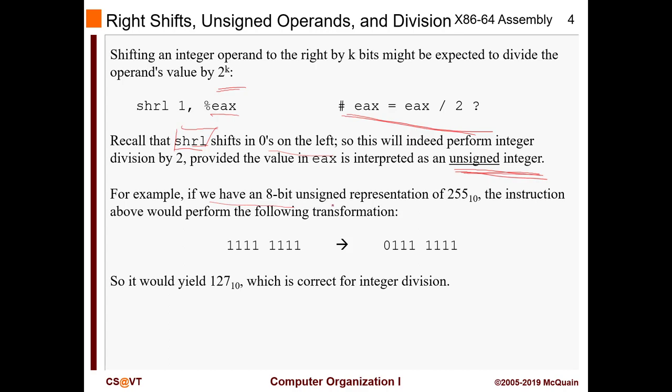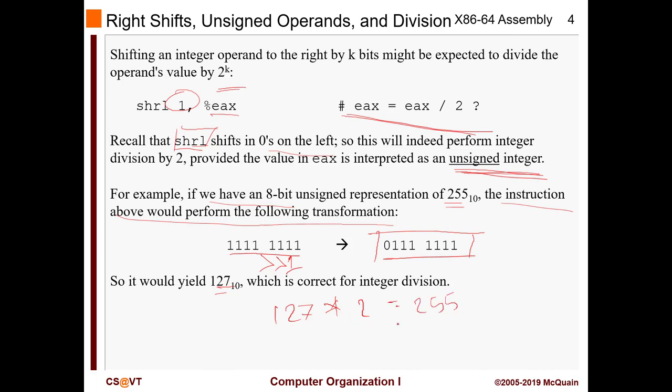For example, if we have the 8-bit unsigned representation of 255, the instruction above would perform the following transformation: we just shift it by 1, right over here. So what happens is we get this number, which is basically 127, which if we double it equals this. I mean, not completely, because there's a remainder, right? So as we can see, if we take 255 and shift it by 1, we get 127, which is equivalent to its half. It works in this case because we are using SHRL, and that puts a 0 at the beginning.